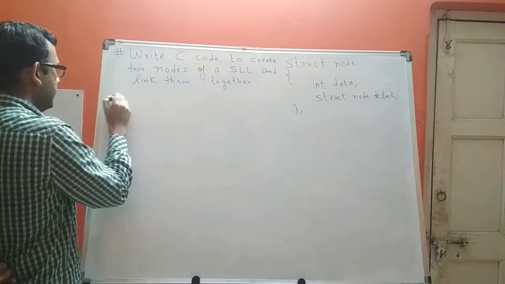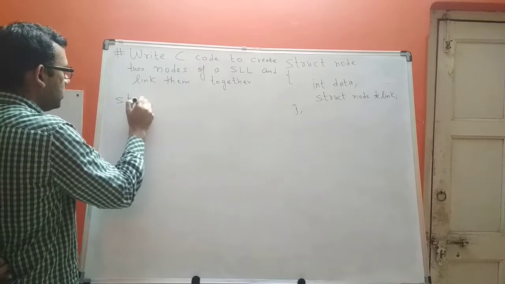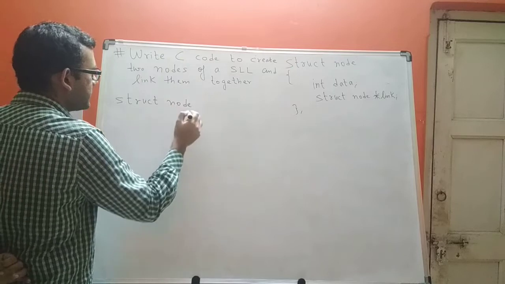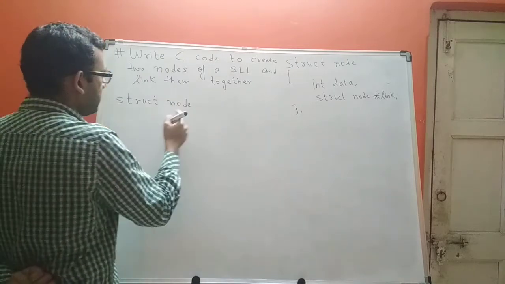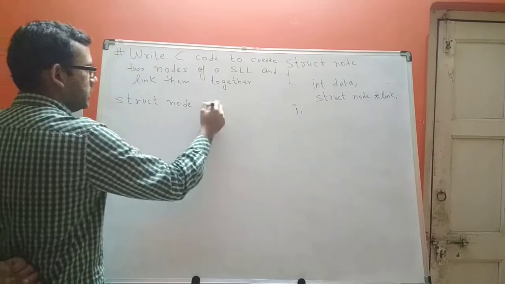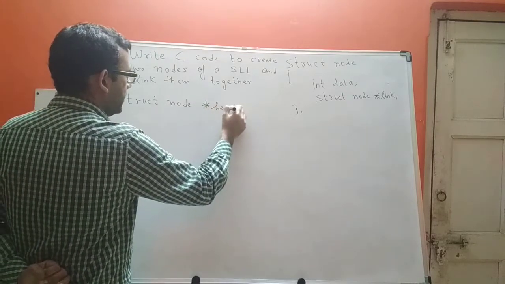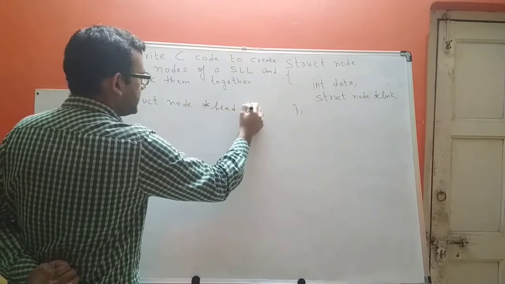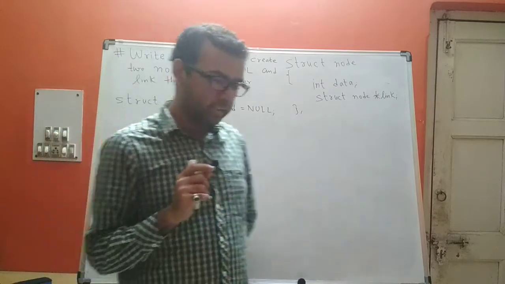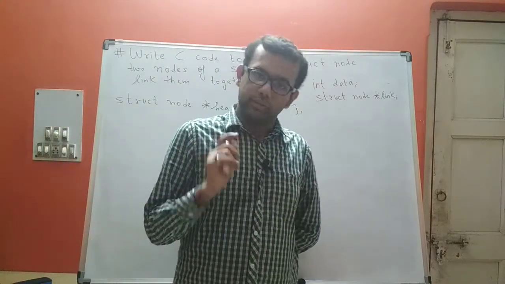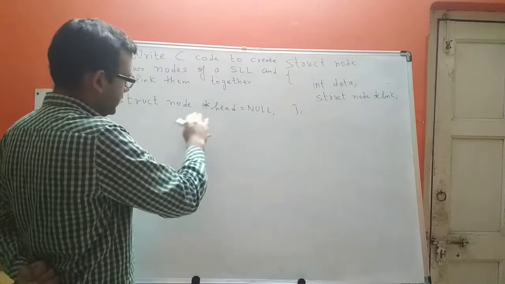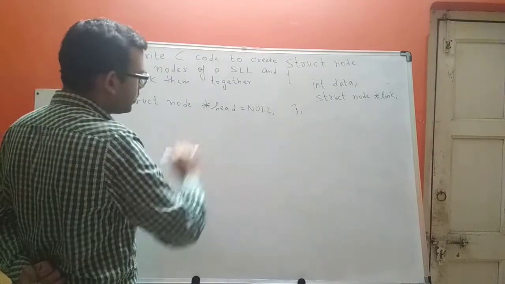So what should be the type of head? Since head will be holding the address of a node, the type of head should be same as the type of a node, and the type of node is struct node. So I'll say pointer to struct node. Head is a pointer to struct node. And let's say initially it has a value of null. Remember, pointers can be initialized only with a value of null. So here, initially head does not point to any node. So it's fair enough to give it a null value.